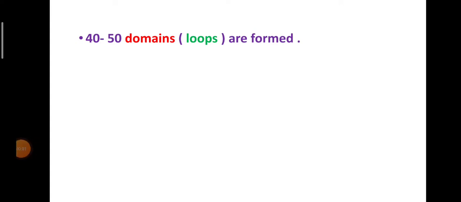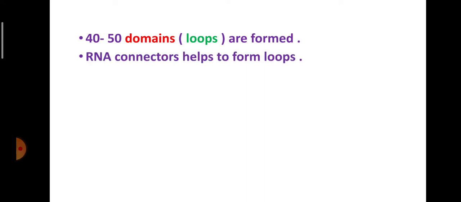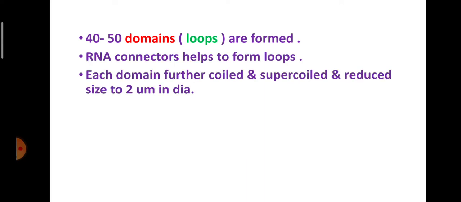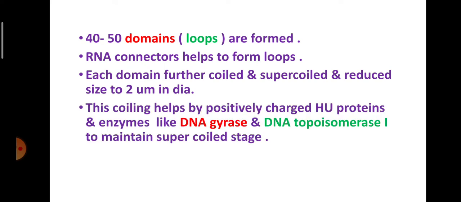40 to 50 domains, that is loops, are formed. RNA connectors help to form loops. Each domain or loop is further coiled and supercoiled, reducing the size to 2 μm in diameter. This coiling is helped by positively charged HU proteins and enzymes like DNA gyrase and DNA topoisomerase I to maintain the supercoiled stage.